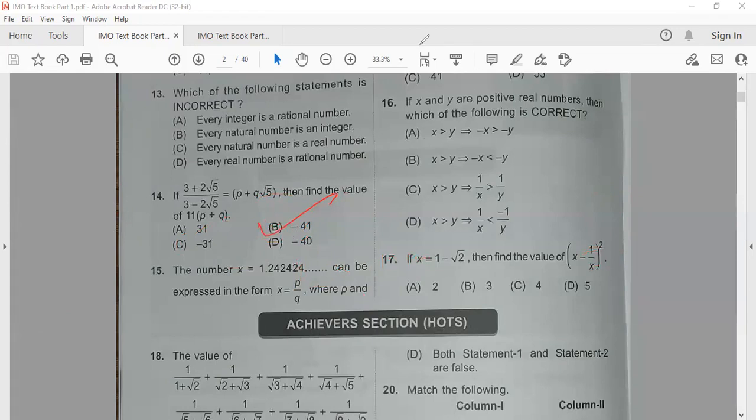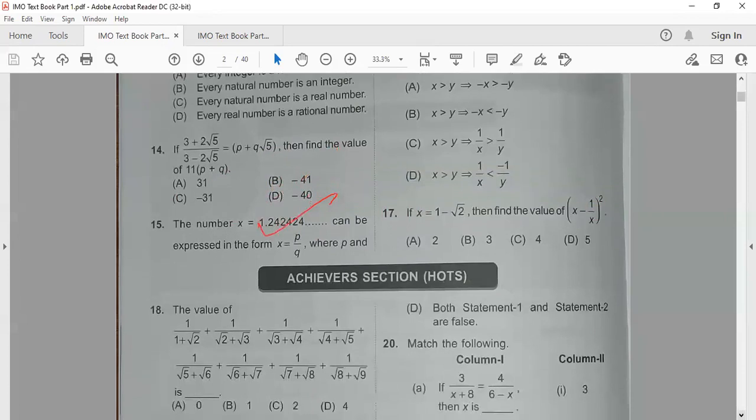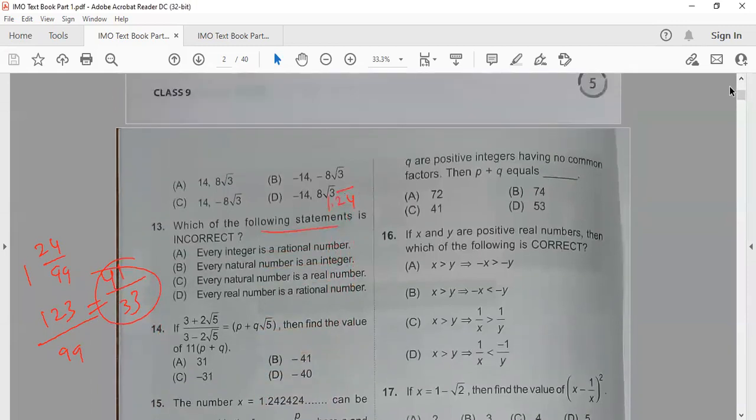Minus 41, right? So let us take the 15th one. It's very easy. x is this one, 1.24 bar. So it will be written as 1 whole 24 upon 99, meaning 123 by 99. That means 41 divided by 33. Simply, which one is the correct option? 41 divided by 33. Okay, this is the P and the Q. That means the sum of this one is 74. If you add them, P plus Q will be 74. Very easily you will get it.